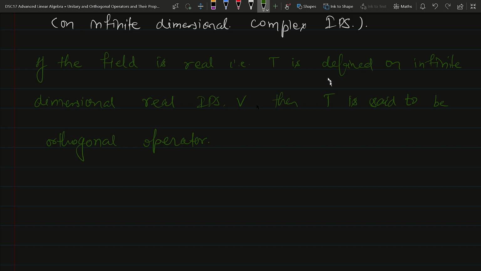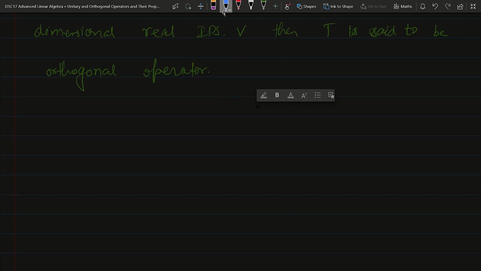ठीक है, so this is about the definition of unitary and orthogonal operator on real, complex, finite and infinite dimensional inner product spaces. Okay, now let me have an example. This is our example 1, and again we are having the same example of infinite dimensional complex inner product space. Okay, so consider the complex.